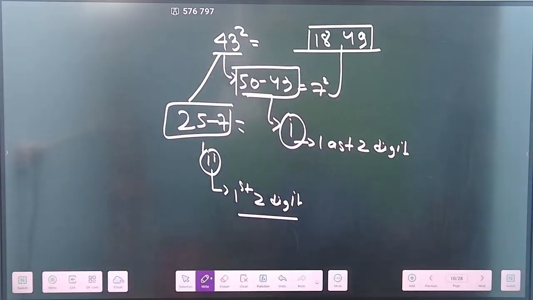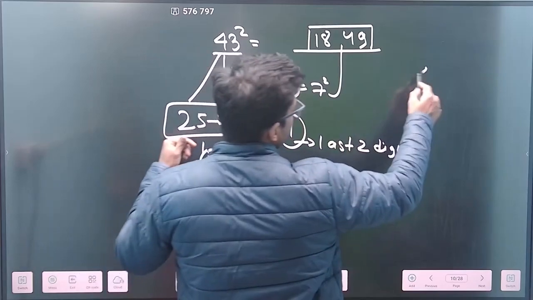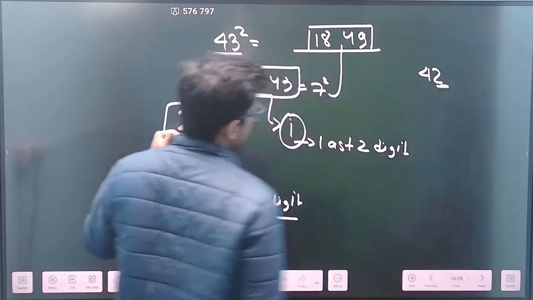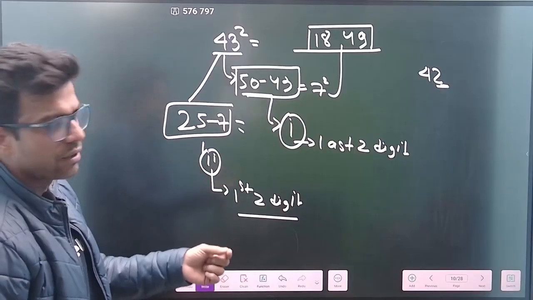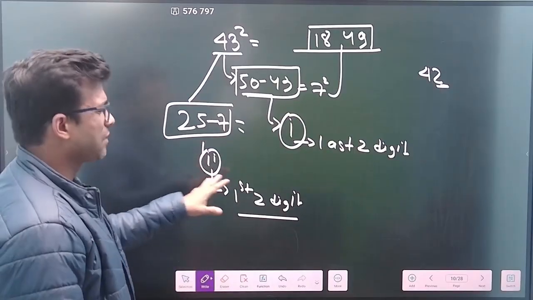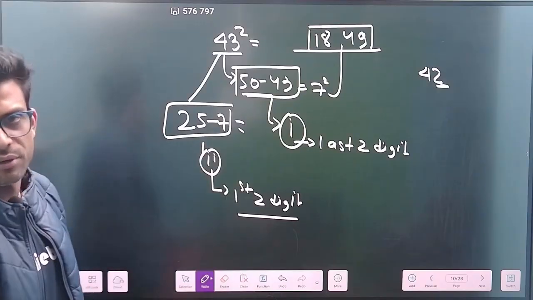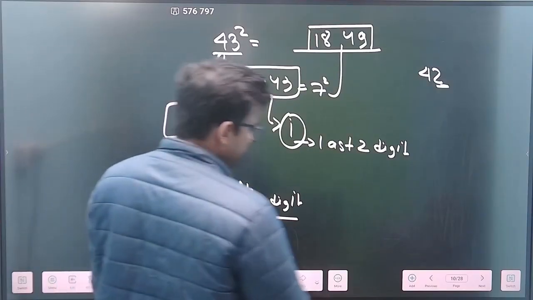Can we find 42 ka square with the previous method? No, we cannot, because 42 does not have 5 at the end. This is the way you can figure it out. I can also make you understand the universal method of finding squares, but you should know these methods also. That's why I'm giving you these. Let's take one more example.